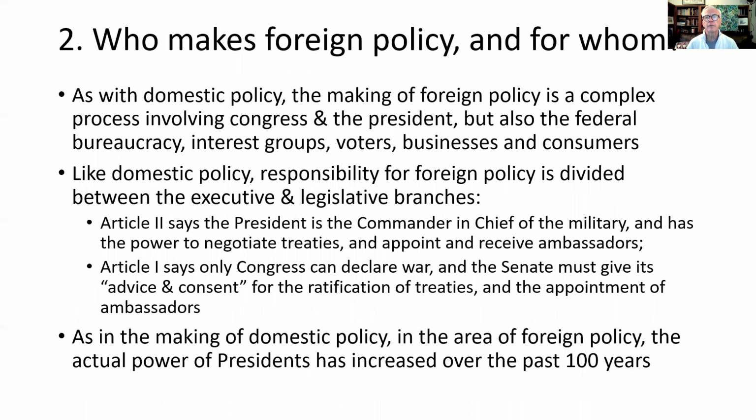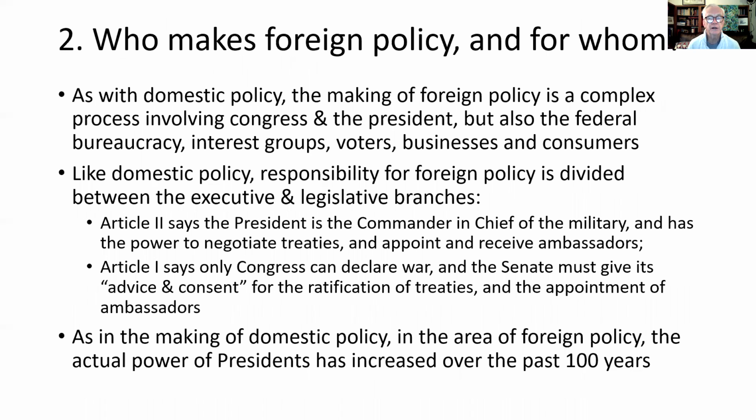Okay, so who makes foreign policy and for whom? As with domestic policy, the making of foreign policy is a complex process. It involves Congress and the president, according to the Constitution, but also the federal bureaucracy. It involves interest groups like those ones I mentioned before, voters. It includes the businesses and consumers.